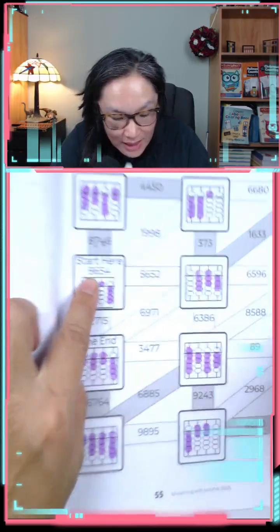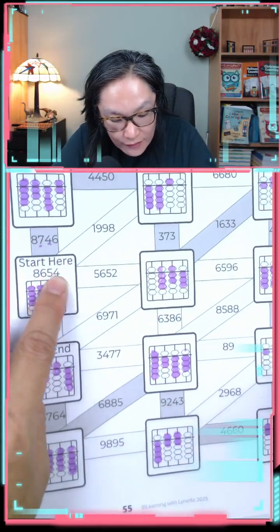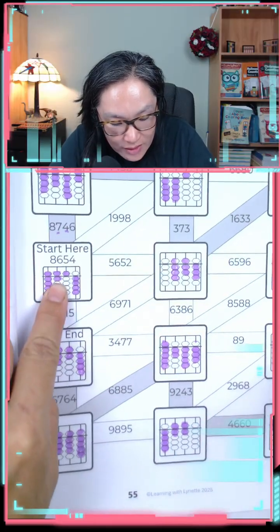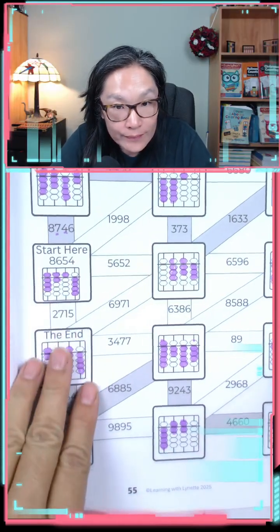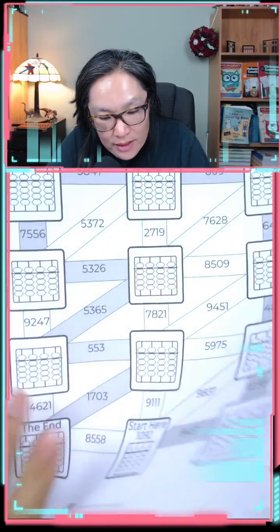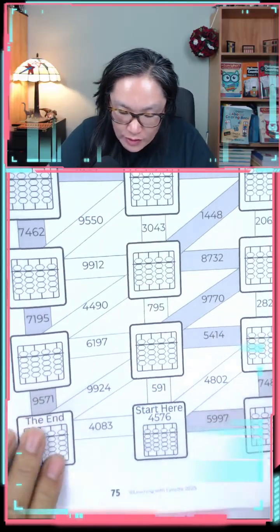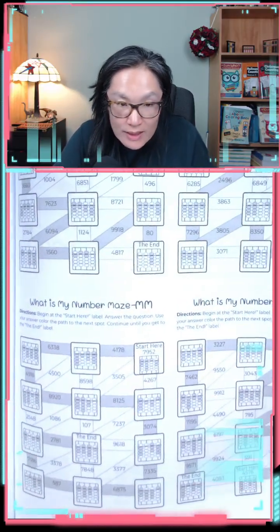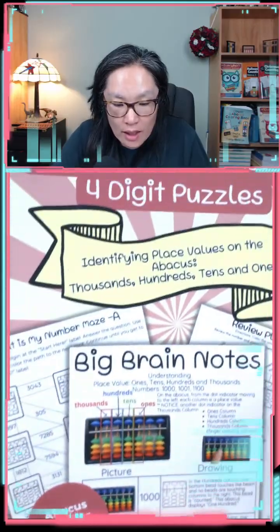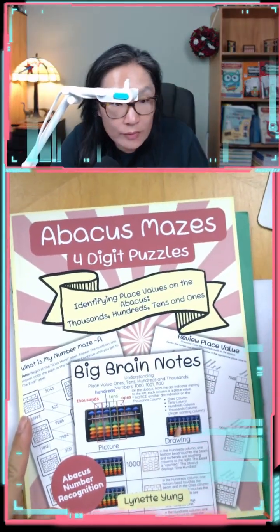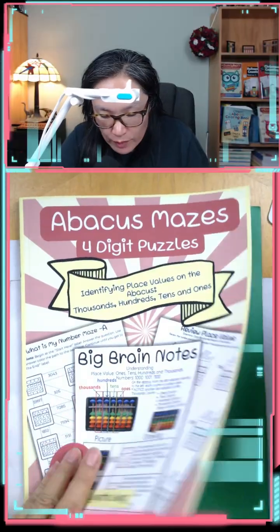So this is 8,654. I color in 8,654. That's what it is. So this is the reverse maze. And if you're ever wondering, I do have the answers in the back of the book. So that's what this is. This is my Abacus mazes, 4-digit puzzles. Okay, cool.